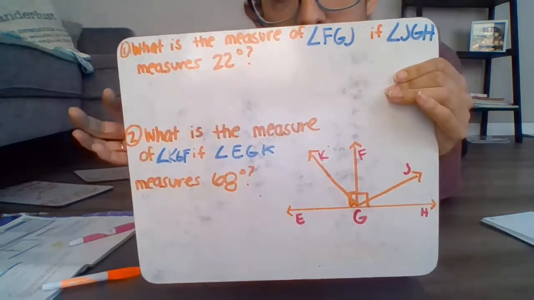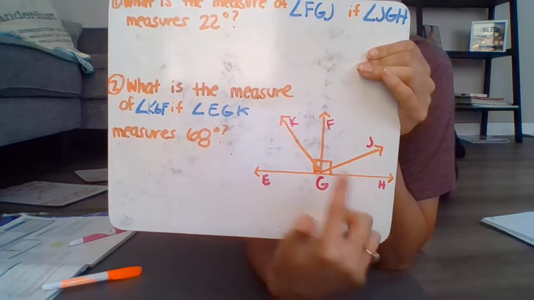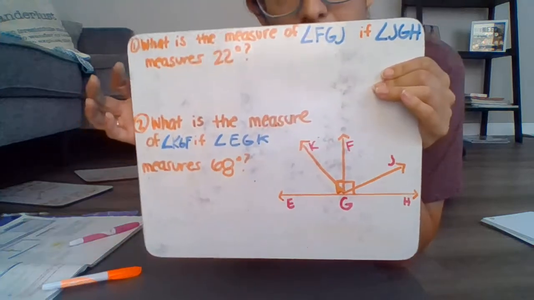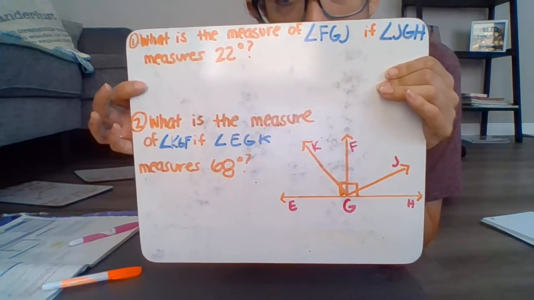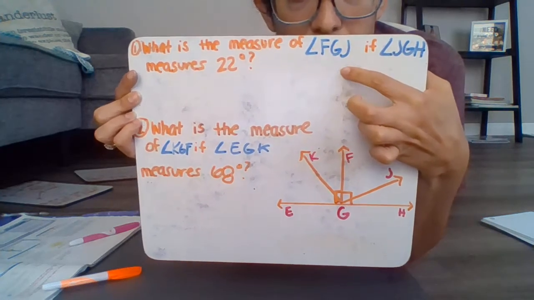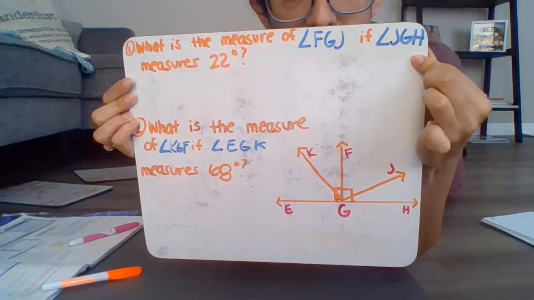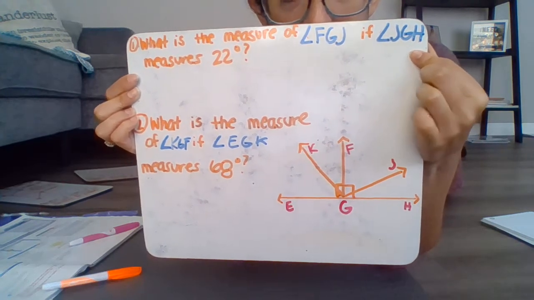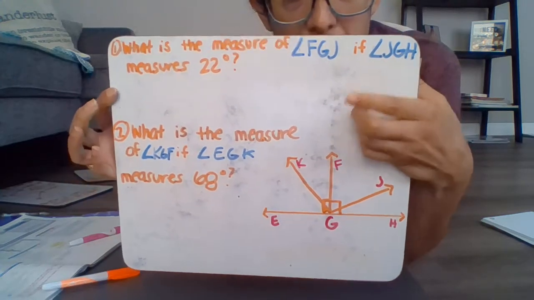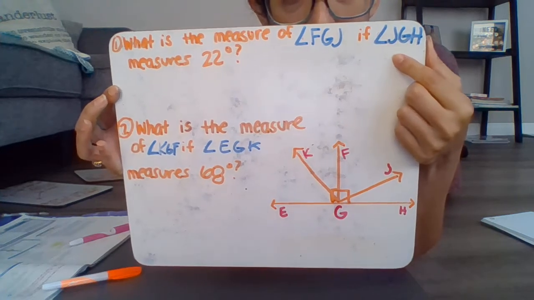So now this is where I need to take what I already knew, that this is 180 degrees, this is 90 degrees, and this is 90 degrees, and I'm going to use that knowledge to answer this question. What is the measure of angle FGJ if JGH measures 22 degrees? Okay. So I know from this problem that I need to find this angle, and I know that they give me the measure to this angle.